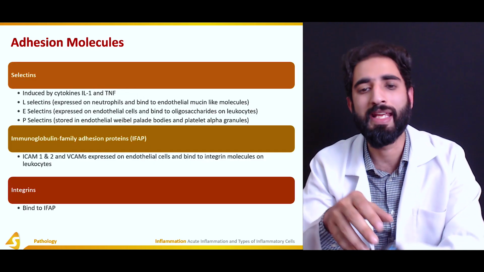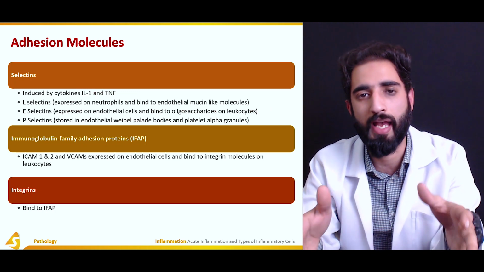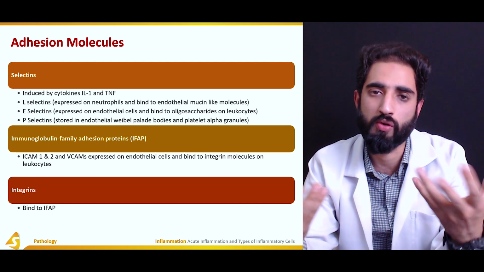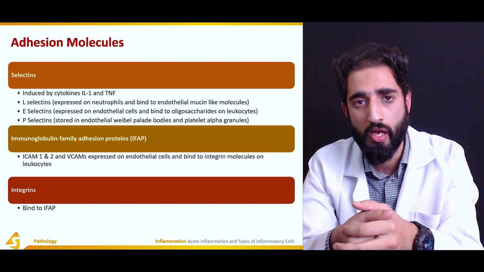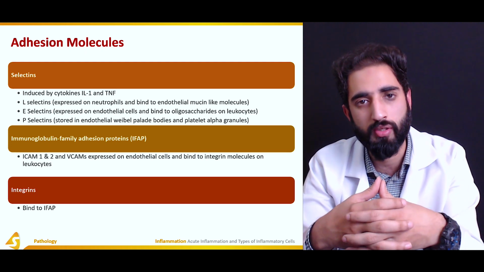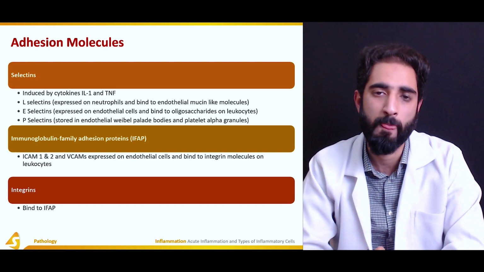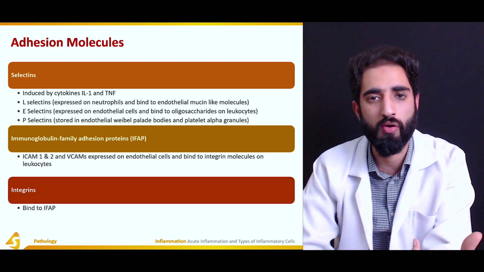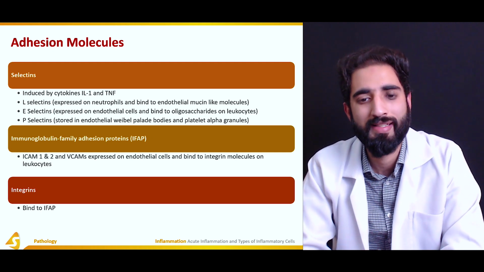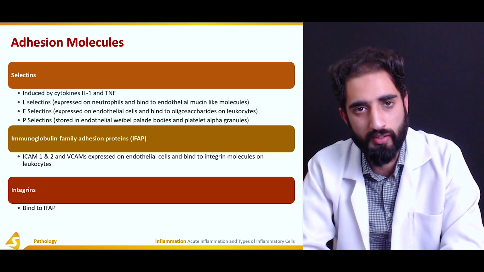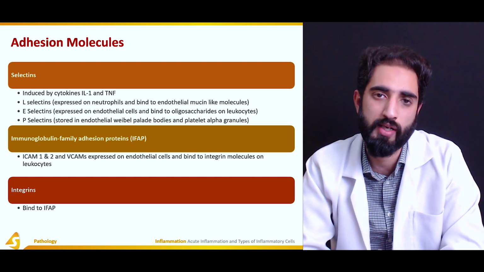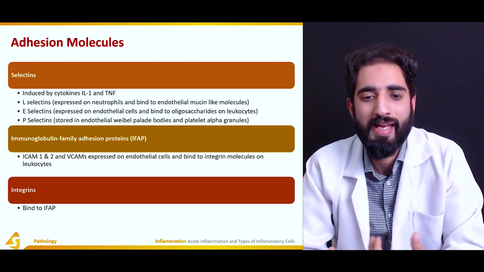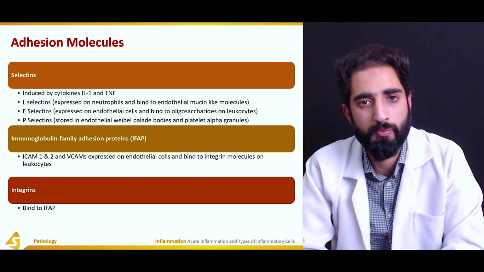So let's start off with the adhesion molecules which are involved in the acute inflammatory process. There are three major types or groups of adhesion molecules. One are the selectins, one is the immunoglobulin family adhesion proteins, and one are the integrins. So let's start off with the selectins. Selectins are a group of adhesion molecules which are induced by cytokines, which are interleukin 1 and tumor necrosis factor. There are three major types of selectin adhesion molecules: the L-selectins, E-selectins, and P-selectins.